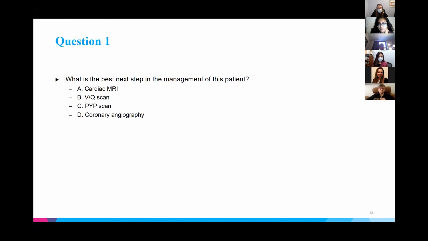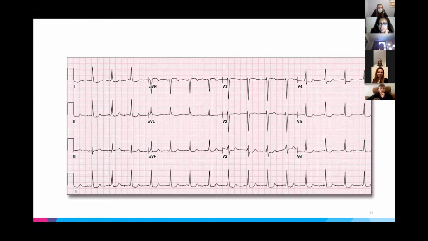Cardiac MRI, VQ, PYP scan, which is for amyloid, coronary angiogram. Could you go back to the EKG, please? Yes. Thank you.